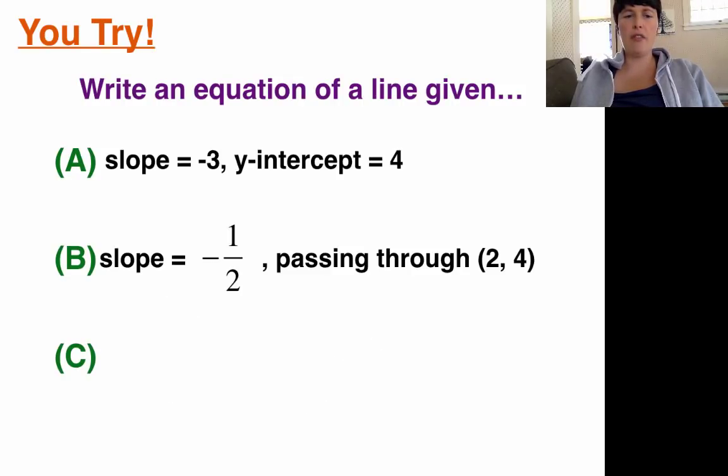So here's the you try for part B. The slope is negative 1/2, and it's passing through a point on the graph at (2, 4). Pause the video and take some time to figure this one out. This one takes a little more work. Okay, so you're unpausing the video. You've tried this problem, I hope, and now we're going to check your solution.